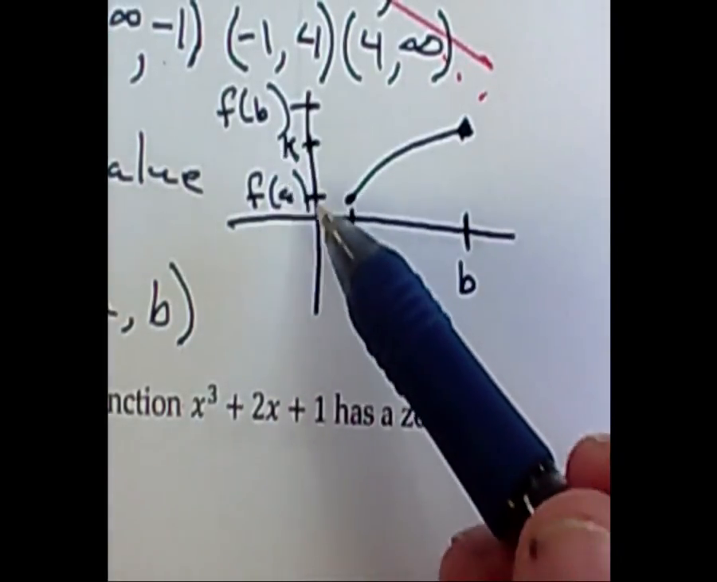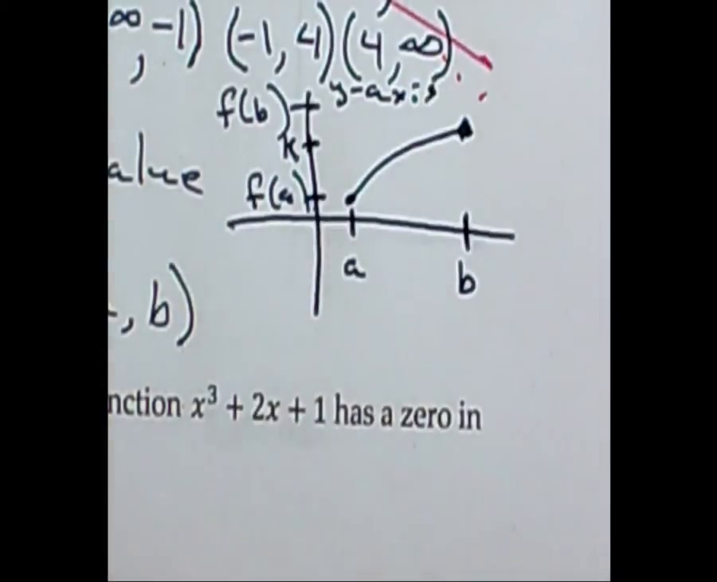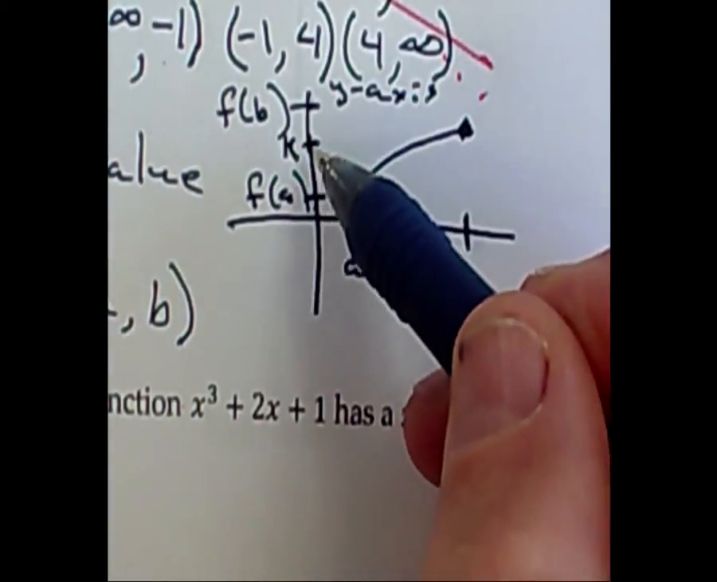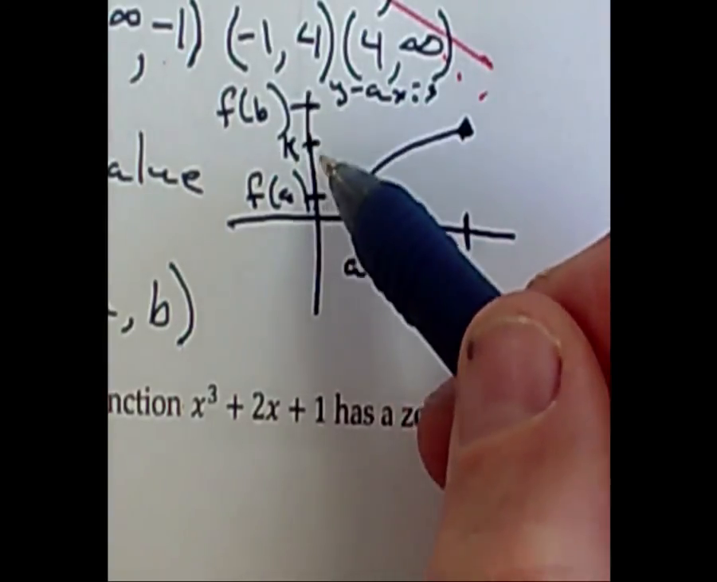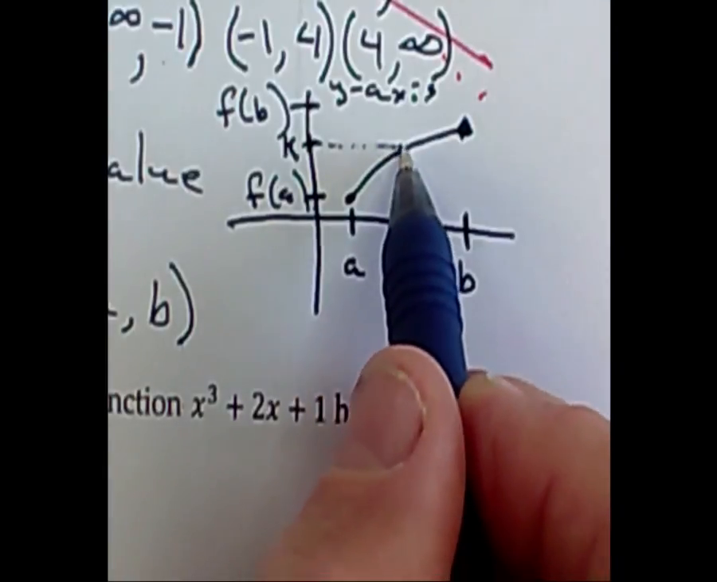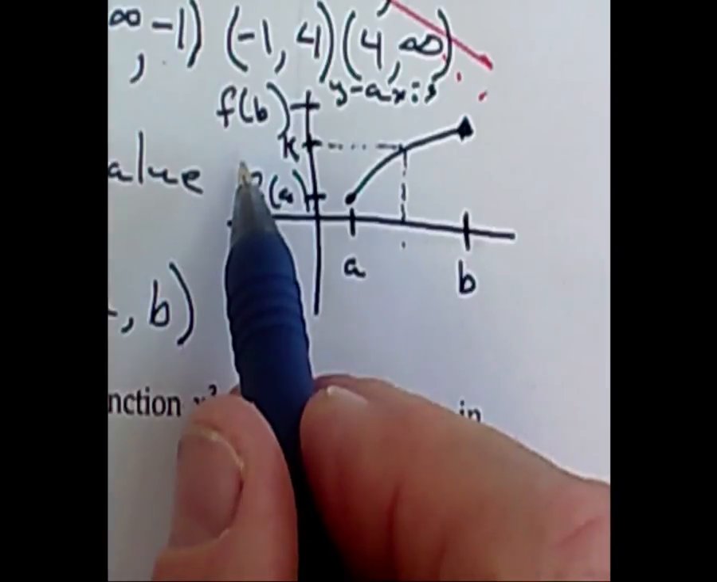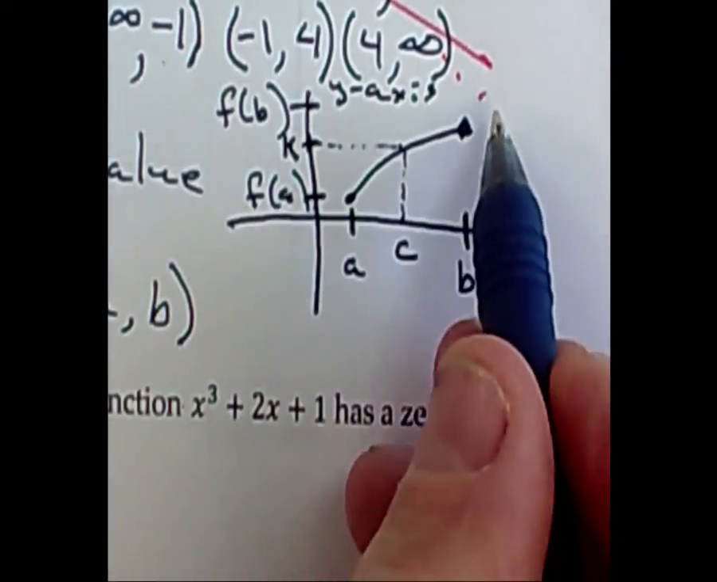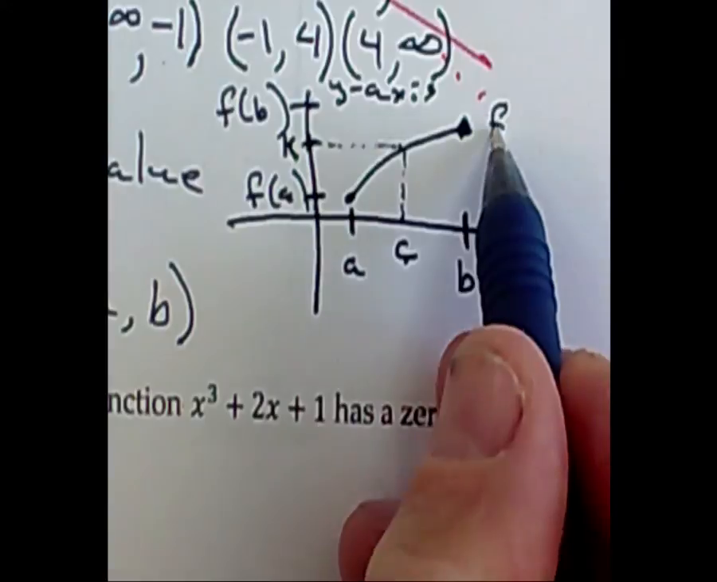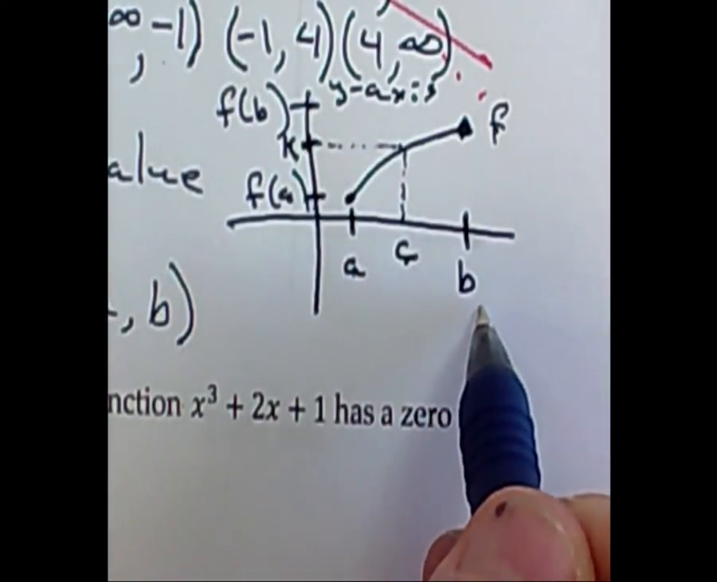It's a y value, so these are all on the y-axis, aren't they? Correct? If they're y values, they've got to exist on the y-axis. So k is somewhere between f of a and f of b, somewhere right there. So if I go over here, there must be a number that gave me k. That number is c, and this is f. So when I take c and plug it into f, I had to get k. And that c had to be between a and b. It had to be.